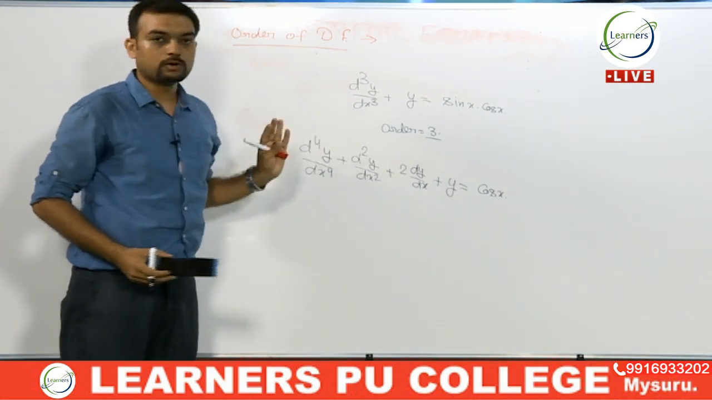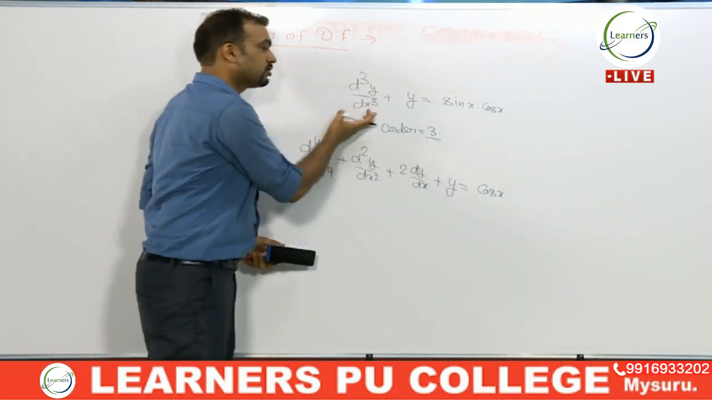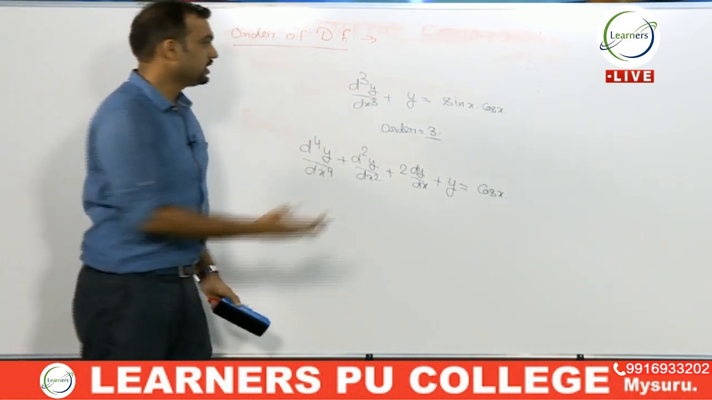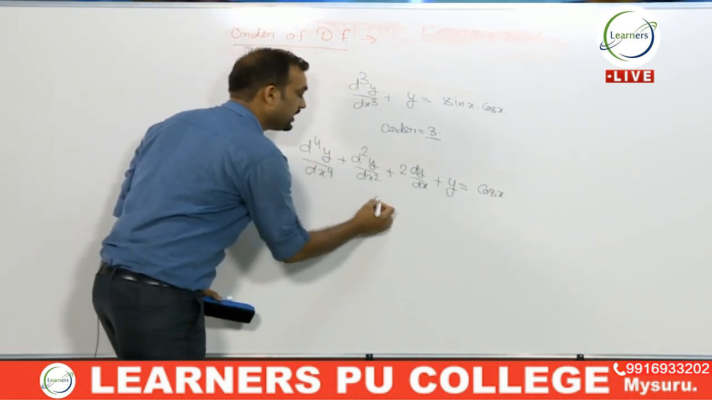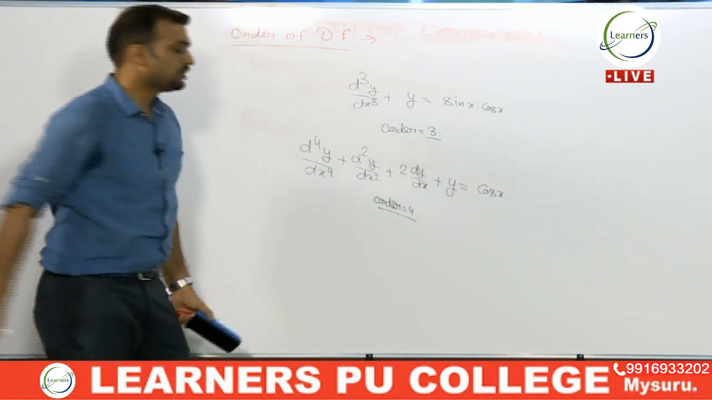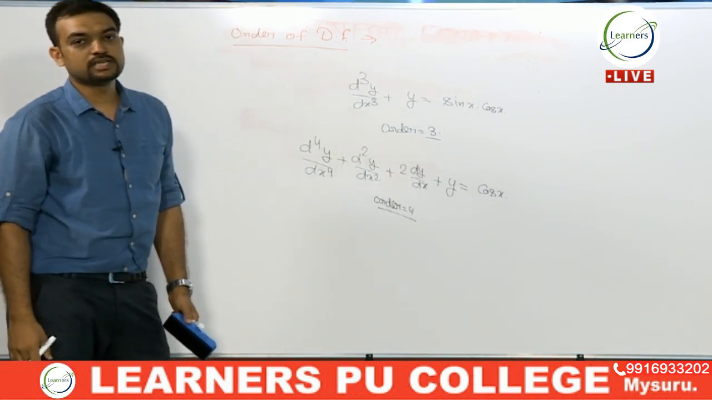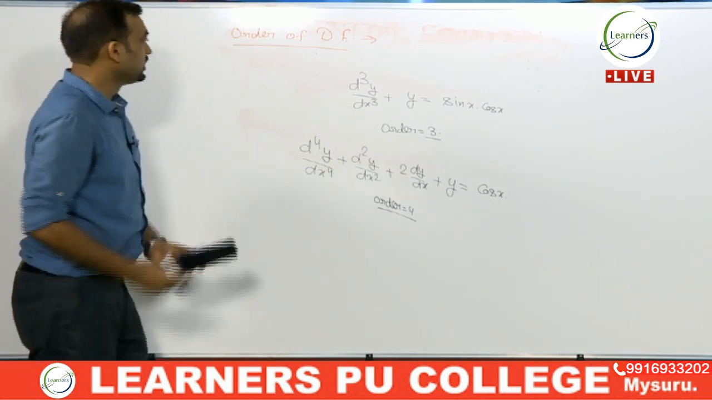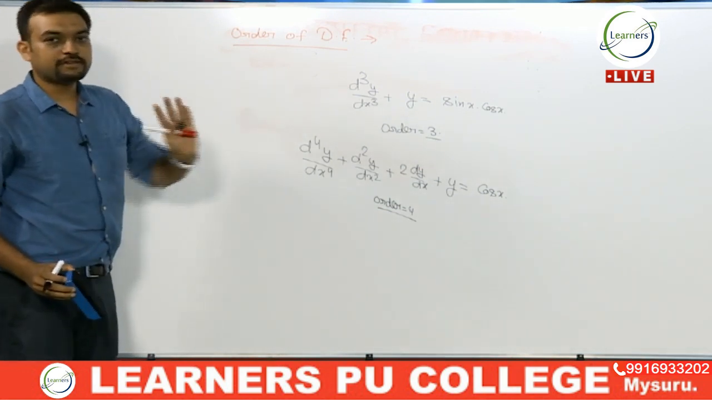the differential equation. Okay, so in this differential equation the highest derivative is 3. So we can say the order of this differential equation is 3. In this differential equation the highest order derivative is 4. So we can say the order of this differential equation is 4. Okay, so now this is all about the order of a differential equation.